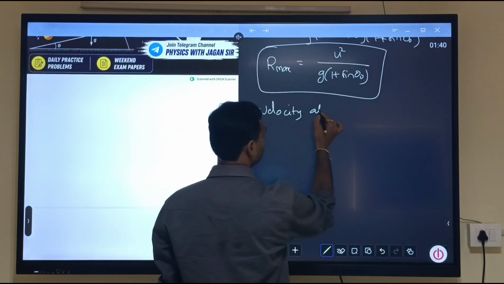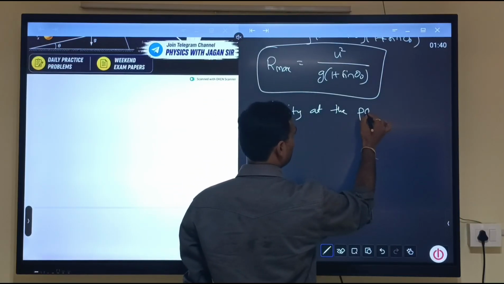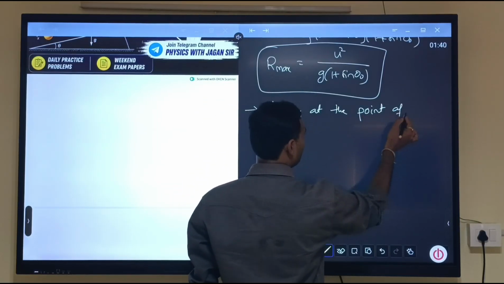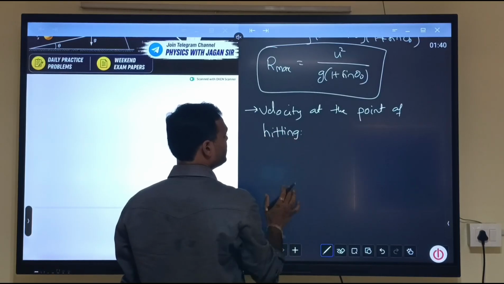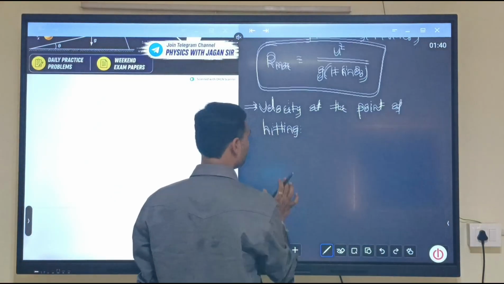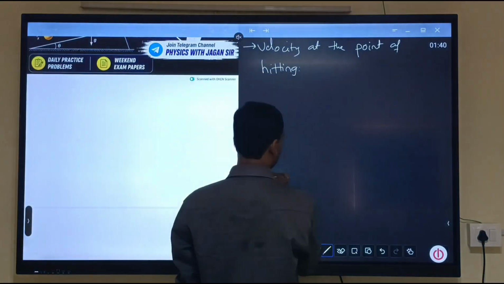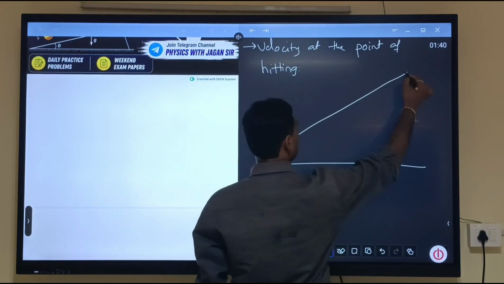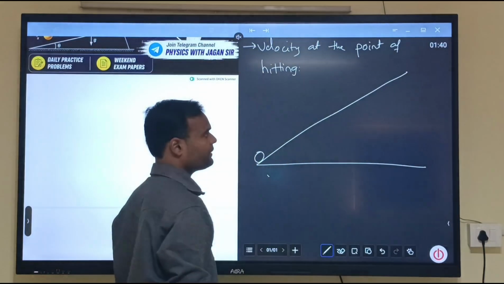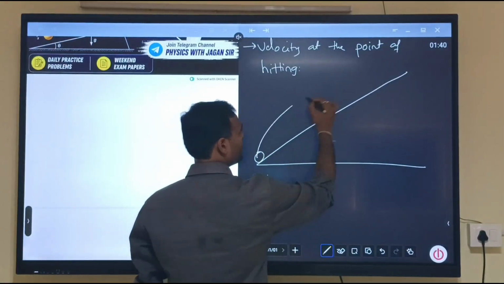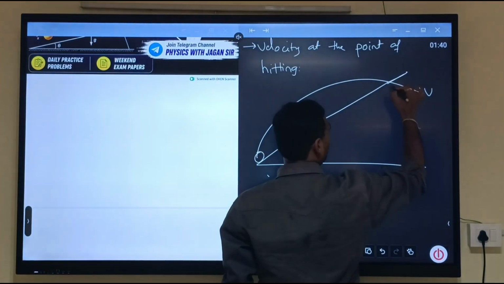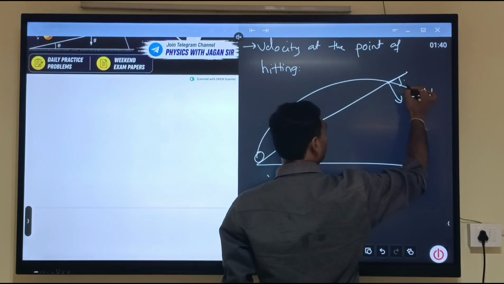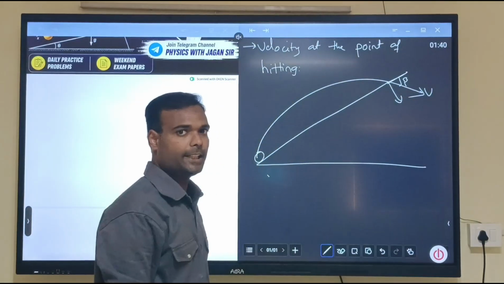Velocity at the point of hitting. That means the case is here. The object starts its journey from this point, and suppose it is falling like this. This is the final velocity. Obviously, for this final velocity, let us assume an angle theta here.